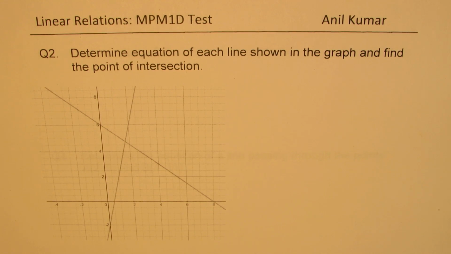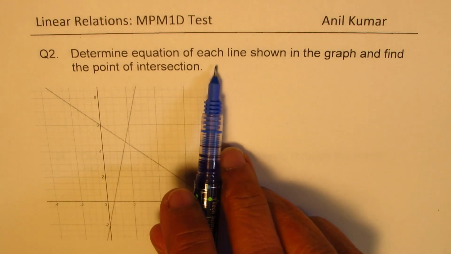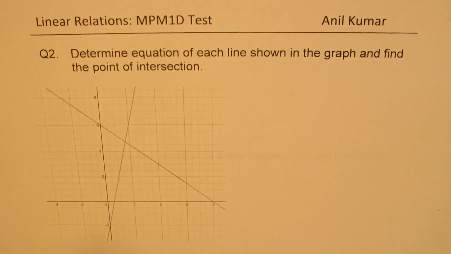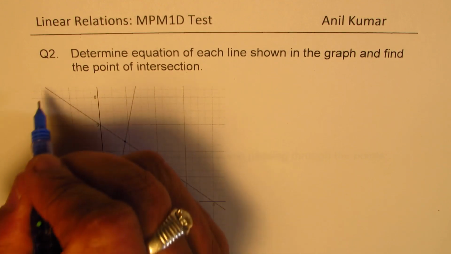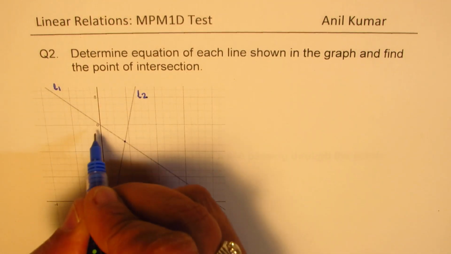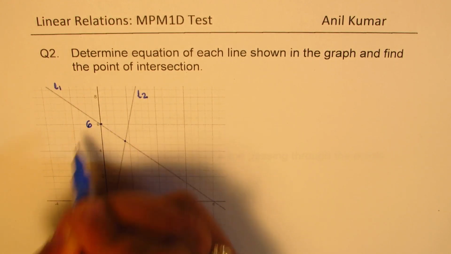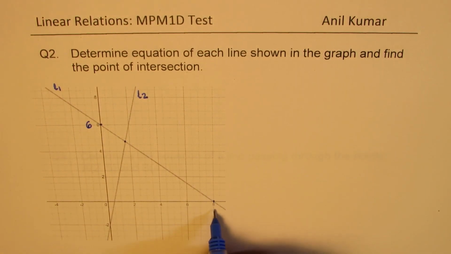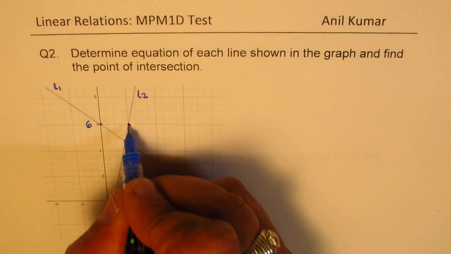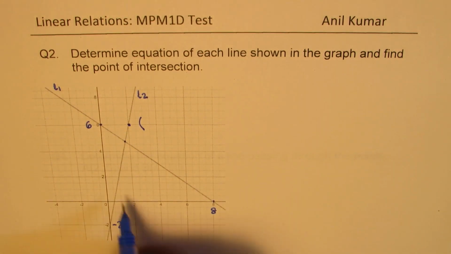Question number 2. Determine the equation of each line shown in the graph and find the point of intersection. So we need to find this point of intersection, and we are given two lines. Let's call them L1 and L2. Well, this point here is y-intercept of 6. Here we have 8. Here we have minus 2, so that you could read it nicely. We have a very good point here, and this point could be labeled as 2, 6.